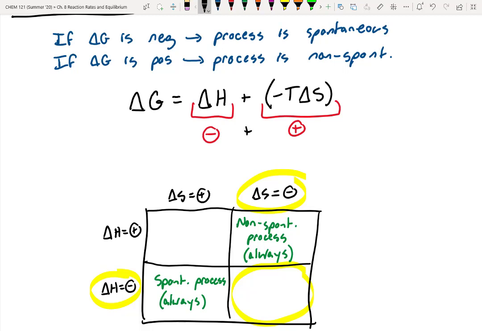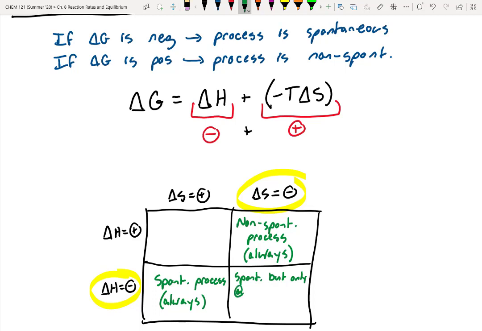So now the question is, well, a negative plus a positive, what will the sign be? And I would say, well, it depends, right? Is this a really big negative value, or is it a really small negative value? Or conversely, is this a really big positive value, or is it a really small positive value? So this leads to a situation. Down here, we can say that it's spontaneous, but only at a specific temperature.